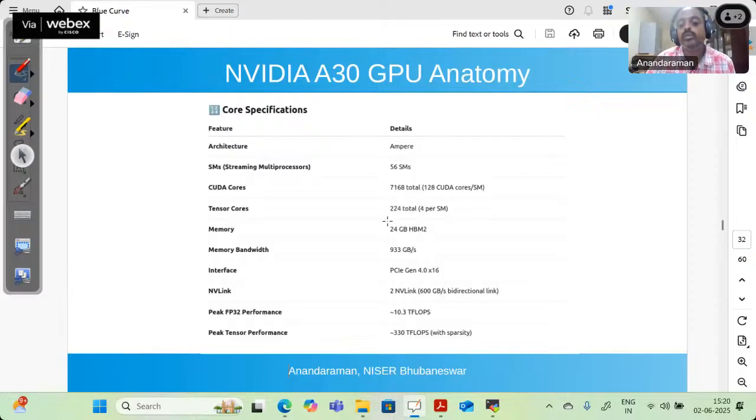Total memory is 24 GB of high bandwidth memory, HBM2. Memory bandwidth is 933 gigabytes per second. There is also an interface, NVLink, along with PCIe. Peak performance is 10.3 teraflops. Peak tensor performance is 330 teraflops with sparse matrix calculation.